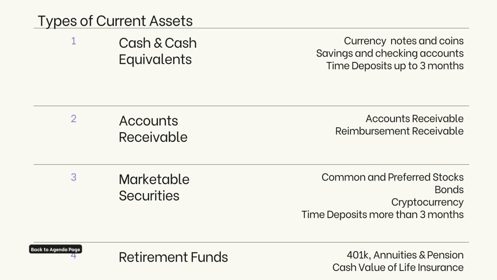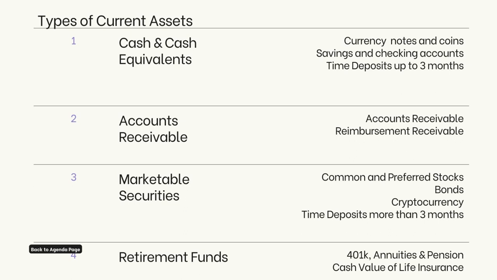Cash and cash equivalents include monies in the form of banknotes and coins, bank deposits, our savings and checking accounts, and time deposits up to 3 months are considered cash equivalent. Accounts receivable are amounts that other people owe to you and you expect to receive in the near term. If the repayment covers multiple years, it can be classified as a non-current asset. Notes receivable, only the portion that will be received within 1 year is classified as current asset.